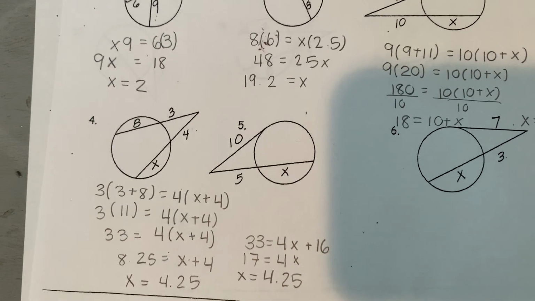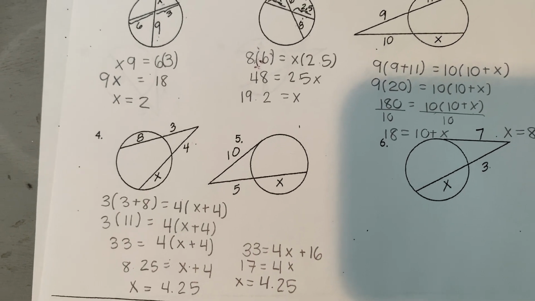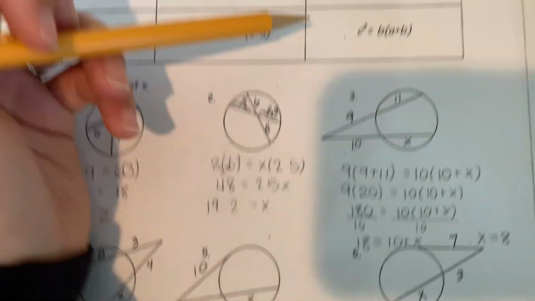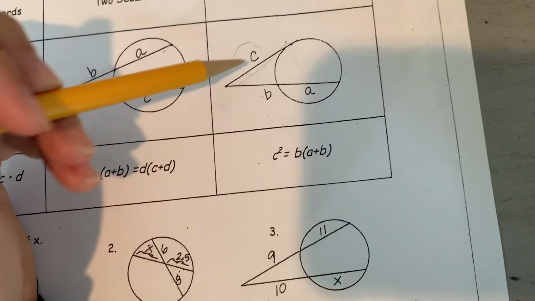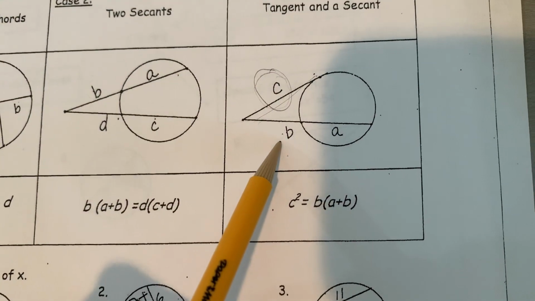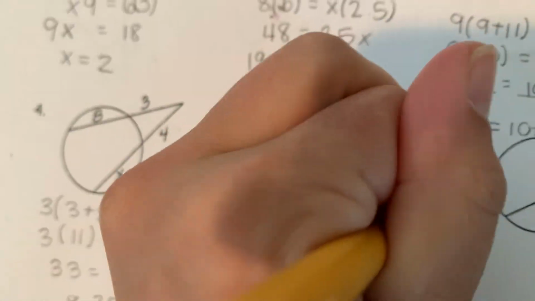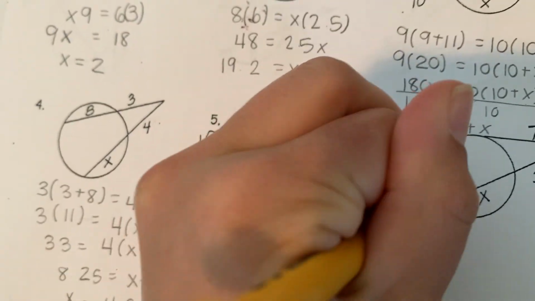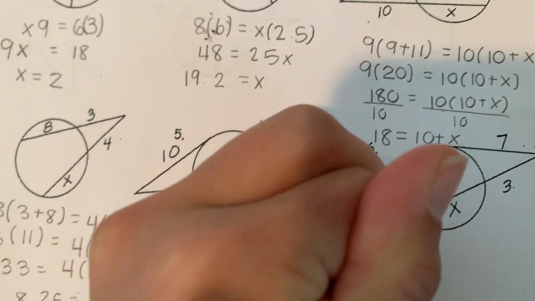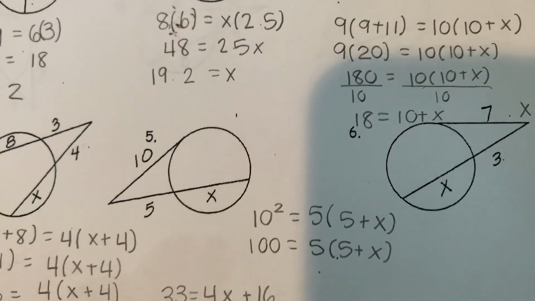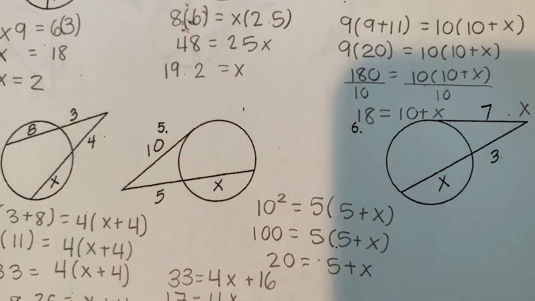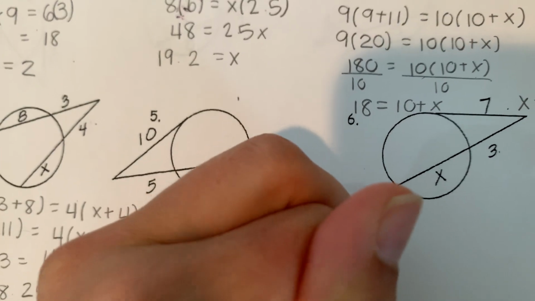All right, number 5. I have a tangent and a secant. I know the formula up here tells me that the tangent squared, so this 10 squared, is equal to the outside segment times the sum. So my outside segment is 5, and the sum would be 5 plus x. I'm just going to come in and simplify. I know 10 squared is 100, and I'll get 5 times 5 plus x. Again, two ways to do it. You can distribute or you can divide. I'm going to divide both sides by 5, and I'll get 20 equals 5 plus x. I'll subtract 5 from both sides, and I'll get x equals 15.